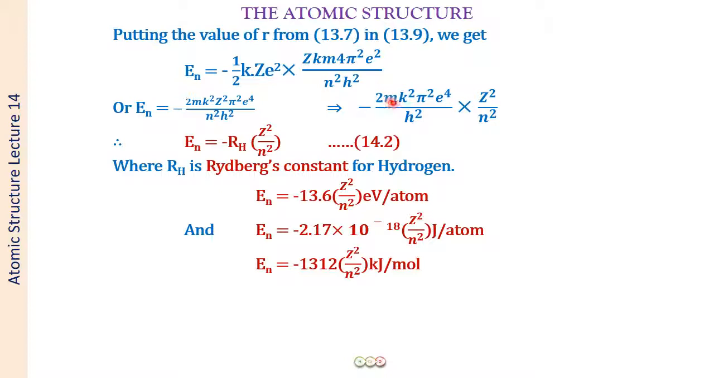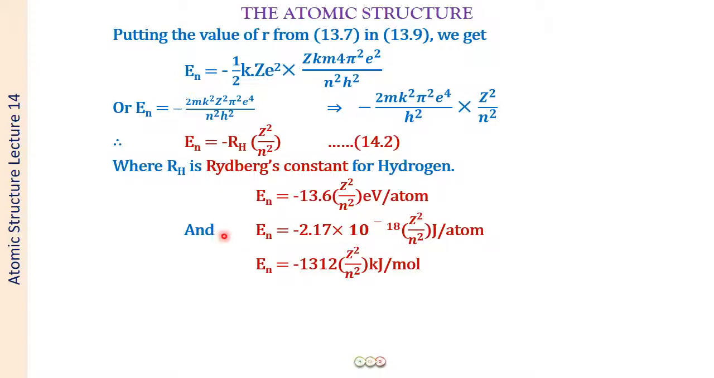And if you calculate the values, putting the value of mass to be 9.1 into 10 power minus 31, k to be 9 into 10 power 9, pi 3.14, charge on the electron 1.6 into 10 power minus 19, h to be 6.626 into 10 power minus 34, the value you will get for all these constants is 2.17 into 10 power minus 18.